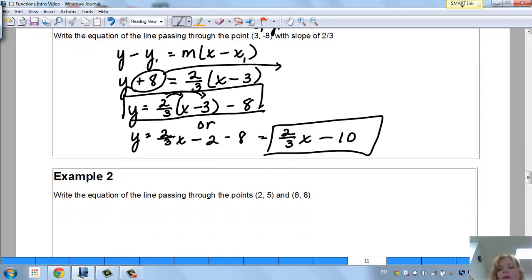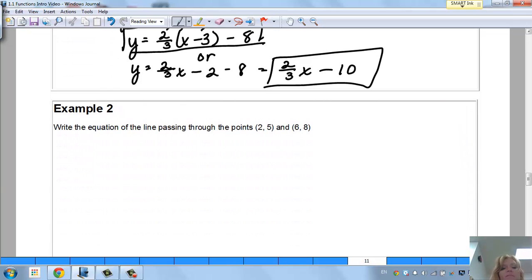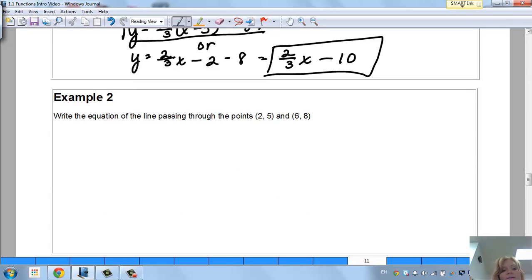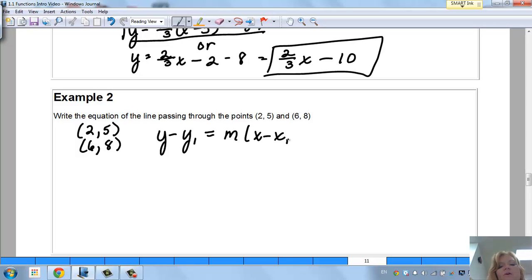Okay? Here it says write the equation of the line passing the points (2, 5) and (6, 8). So if you want to stop the video and try it, that would be good, and then go through it when I do. I just don't stop. I just keep going. So here's (2, 5), and I have (6, 8). So I have 2 points, but I don't know the slope. I know I need to know the slope, and I need to know the intercept. So how about we do point slope form just for practice? So I got y minus y1 equals m x minus x1. I can pick either one of those to be my point. That doesn't matter. But I have to find the slope.